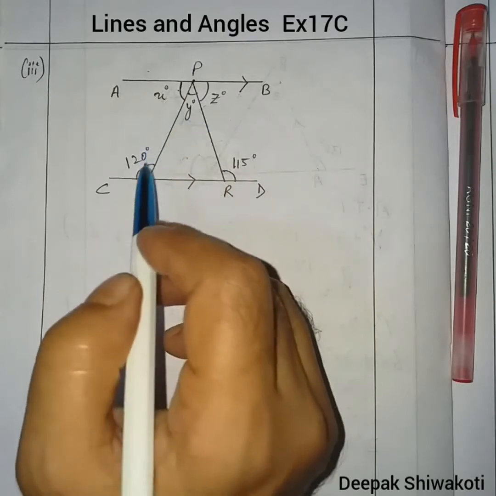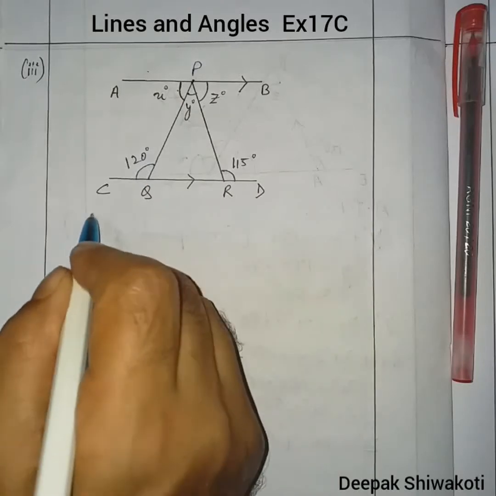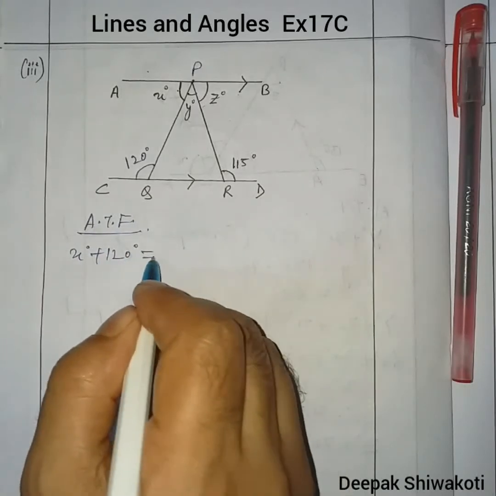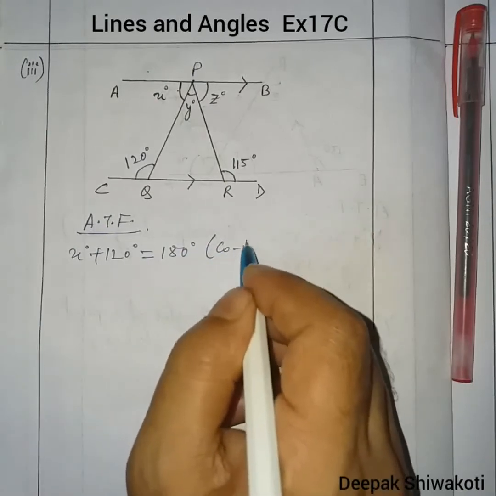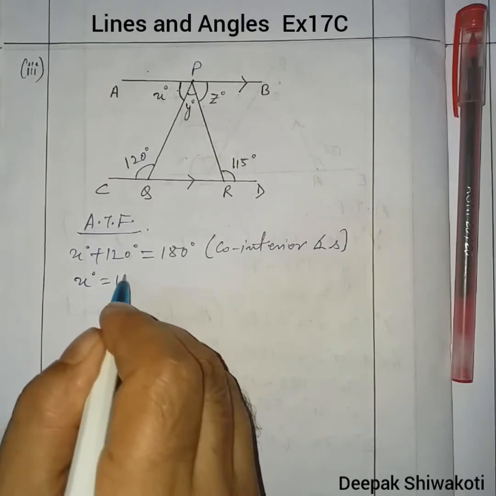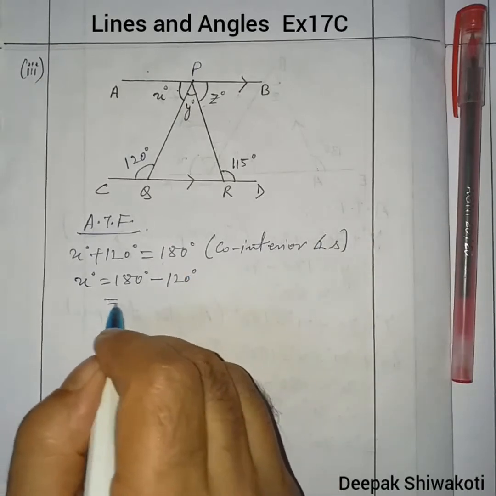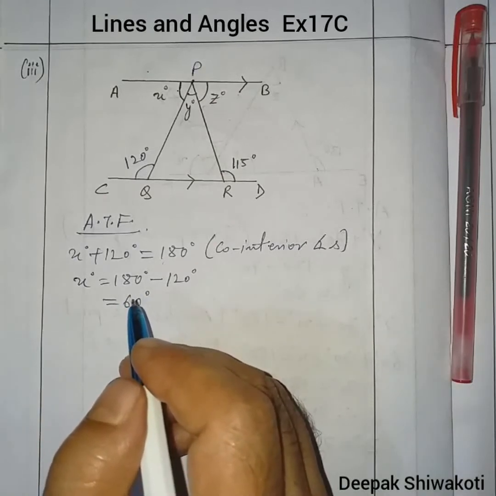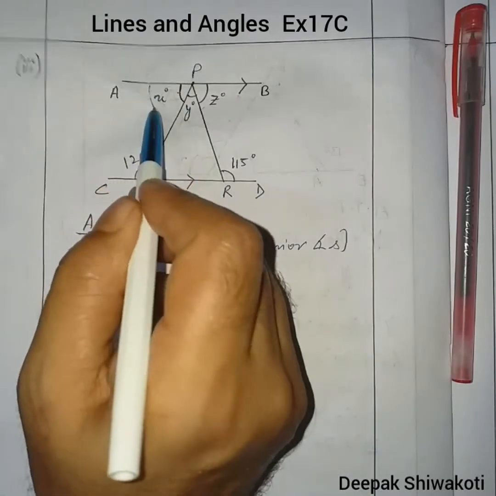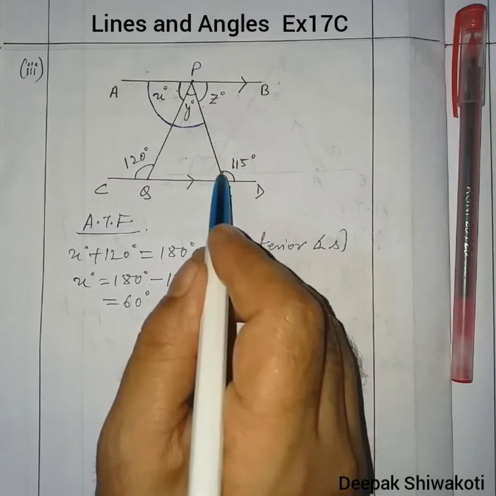This X and this 120, these two are co-interior angles. Co-interior angles sum is equal to 180 degrees. According to the figure, X degrees plus 120 degrees is equal to 180 degrees, because these two are co-interior angles. So X degrees we can get by subtracting 120 from 180, which is equal to 60 degrees. Now this X and Y, these two together, see properly here, this angle together is alternate to this angle, isn't it?